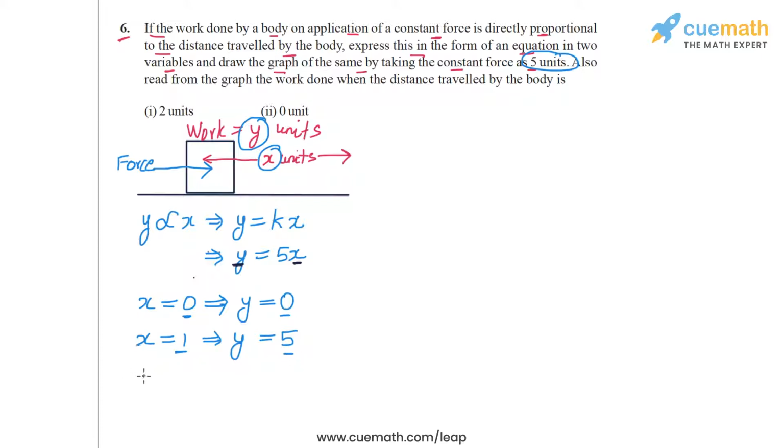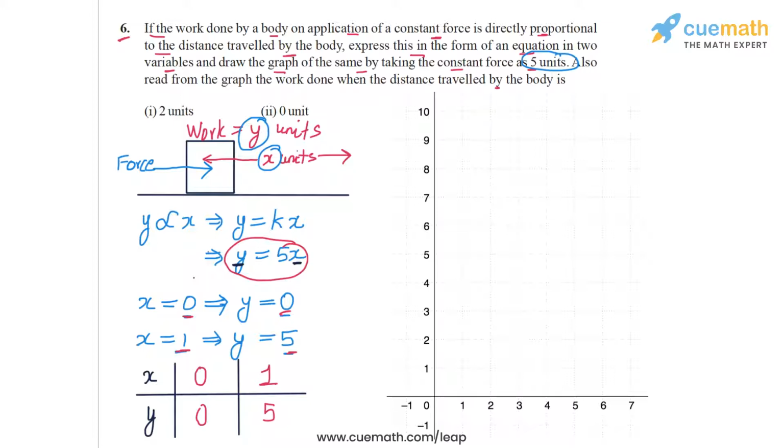Let's write these two solutions in the form of an xy table so that they are easy to read. We draw two columns for the two solutions. One solution we obtained was x equal to 0 and y equal to 0, and another solution was x equal to 1 and y equal to 5. Now we will plot the graph of the equation y equal to 5x using these two solutions.